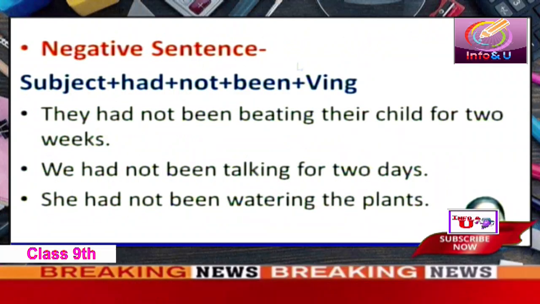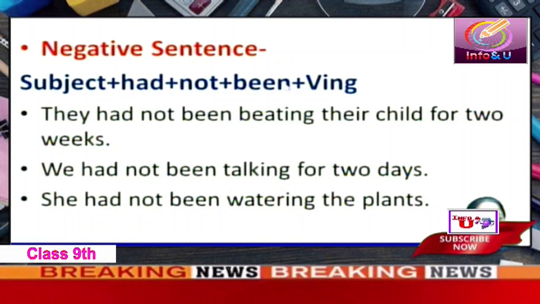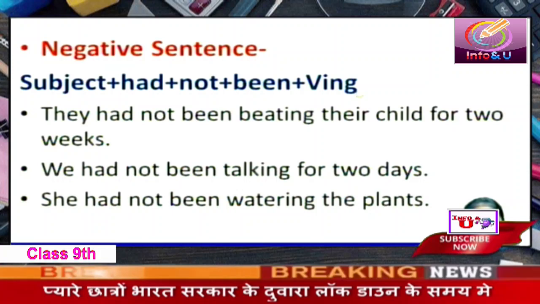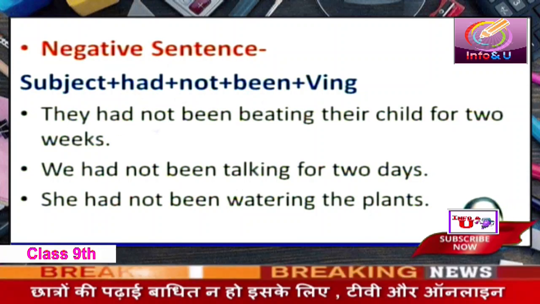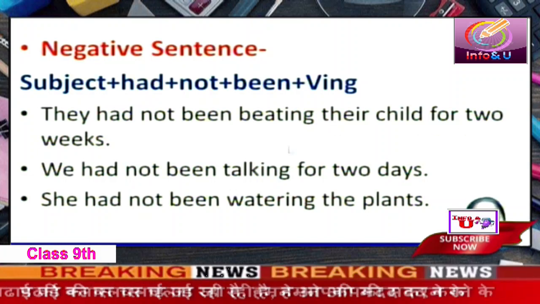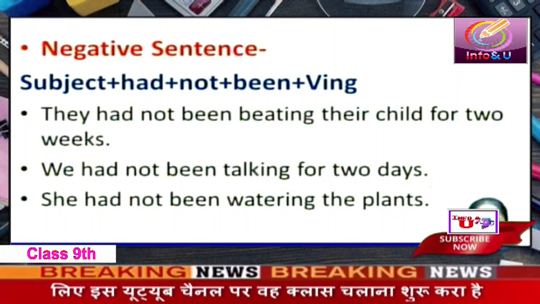For negative sentence, the rule is subject plus had plus not plus been plus ing form of the verb. Not is placed between had and been. They had not been beating their child for 2 weeks. We had not been talking for 2 days. She had not been watering the plants.